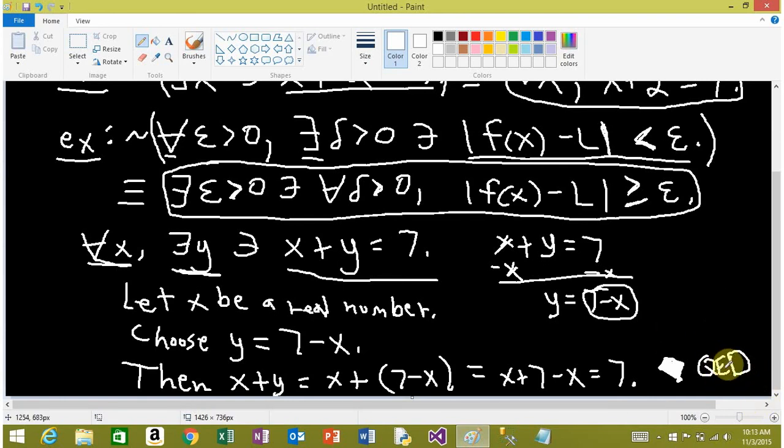Quod erat demonstrandum, which means which was to be proven. You can use that, QED. There's also other different symbols. Some people may want to put a smiley face, something like that, saying they're happy that they had actually proved the statement.